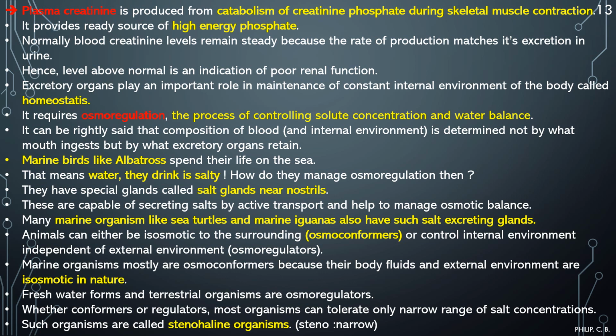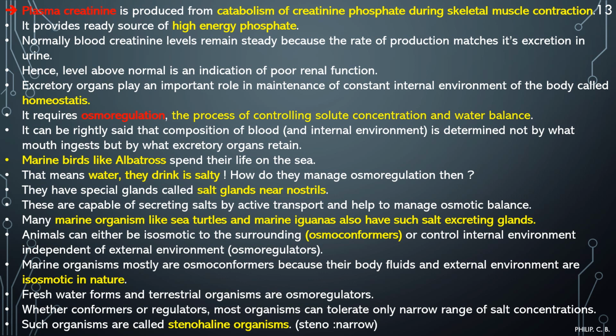That means the water they drink is salty. How do they manage osmoregulation then? If they are taking in a lot of salt water, they have special glands called salt glands near the nostrils. These are capable of secreting salt by active transport and help to manage osmotic balance. Because of the salt glands, they are capable of secreting this excessive salt from the body. Many marine organisms like sea turtles and marine iguanas also have such salt excreting glands.